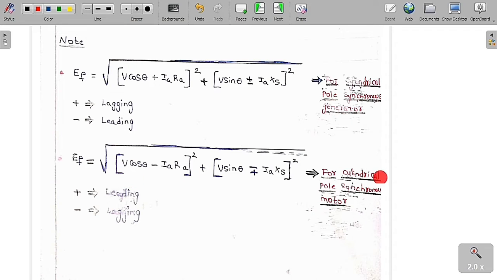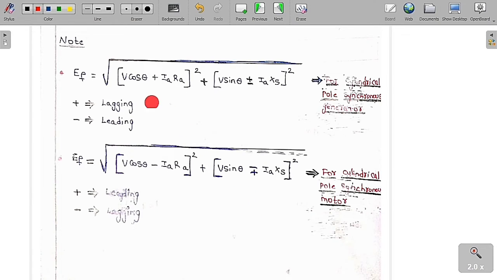Whereas for the cylindrical pole synchronous motor, EF is equal to under root of (V cos theta minus IA into RA) whole square plus (V sin theta minus or plus IA XS) whole square. Plus means for the leading load and minus means for the lagging. Leading means the current IA is leading the EF, and lagging means current IA is lagging the EF. So this is the point that you always need to keep in mind.